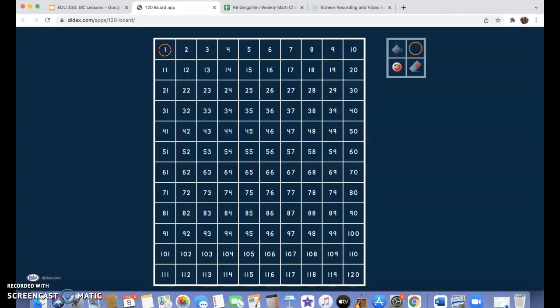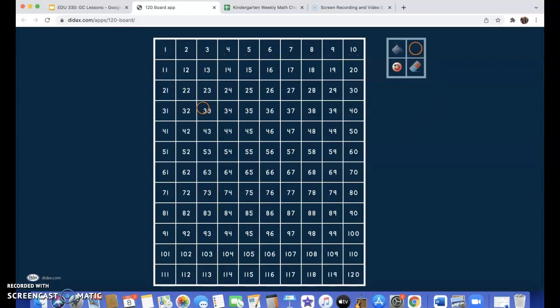So let's start. 1, 2, 3, 4, 5, 6, 7, 8, 9, and 10. So all of these numbers are 1 to 10 in standard order. So let's go ahead and try this with 20.